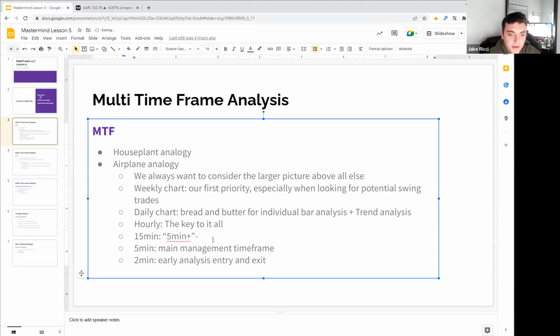So let me type a few of these just so we have it written down as well. The weekly is our first priority, especially looking at swing trades. The daily chart is our bread and butter for individual bar analysis and trend analysis. The hourly is our key to it all for levels and trend analysis. 15-minute is our 5-minute plus. We look for intraday buys and sells, in parentheses, especially post 8:30 PST. 5-minute is our main management time frame, and the 2-minute is for our early analysis, entry and exit.